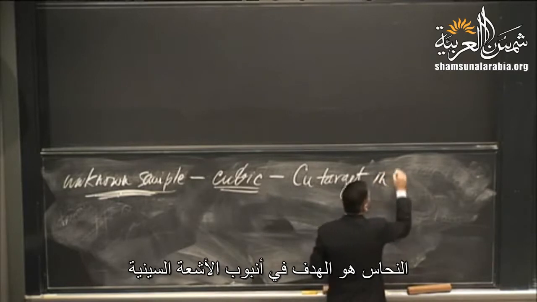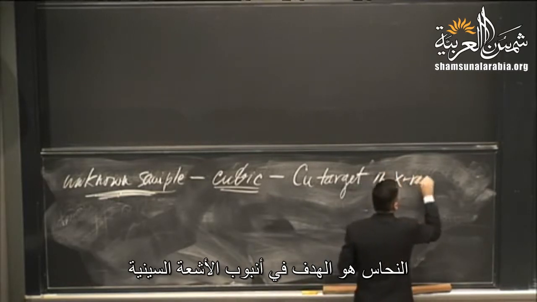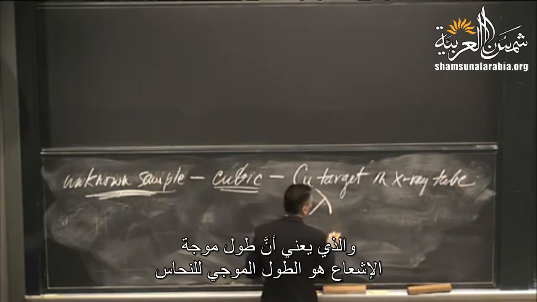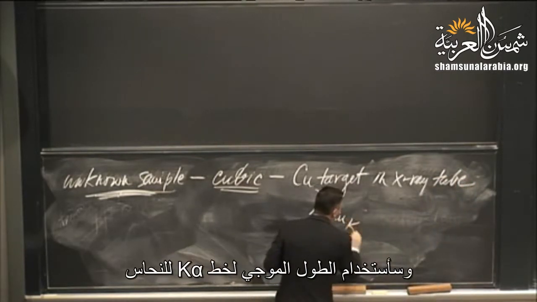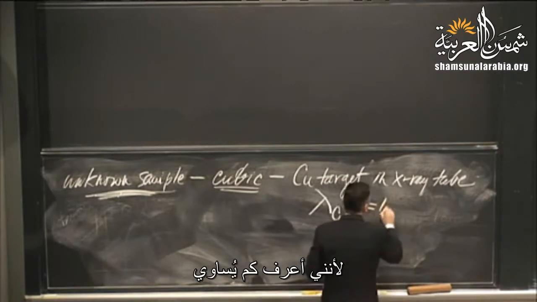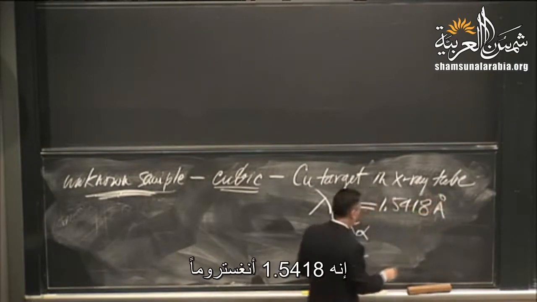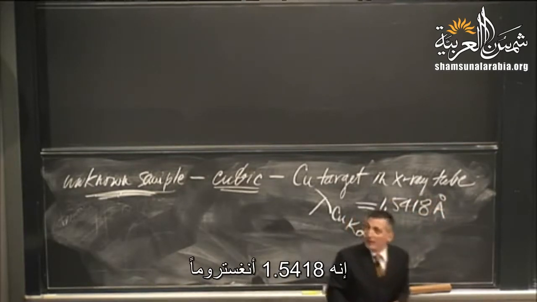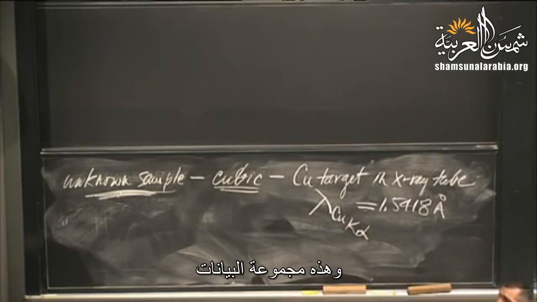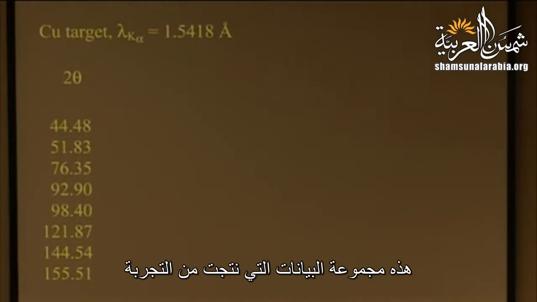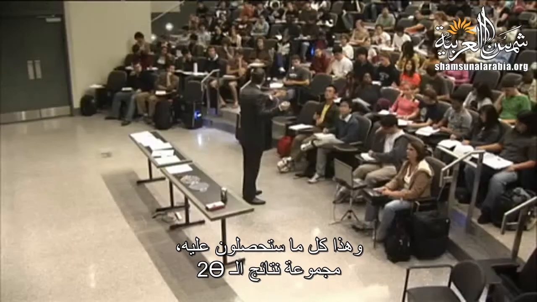Copper target in the X-ray tube. Okay? And that means that the lambda of the radiation is lambda copper, and I'm going to use lambda copper K alpha because I know its wavelength to 5 significant figures. It's 1.5418 angstroms. And here's the data set. I looked this up in the literature. So here's the data set from the experiment. And that's all you get, a set of 2 thetas.